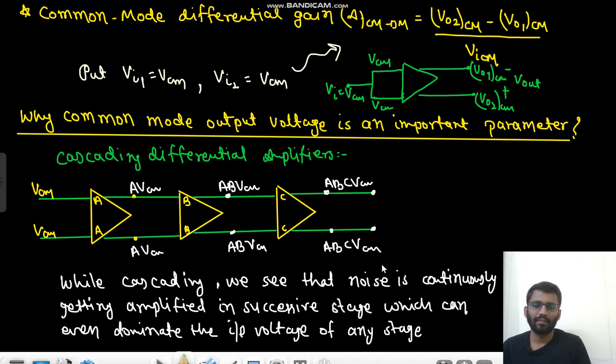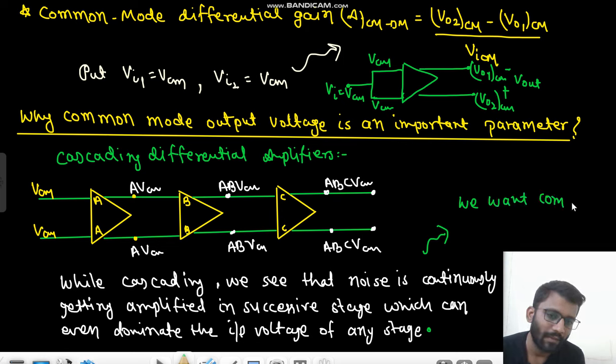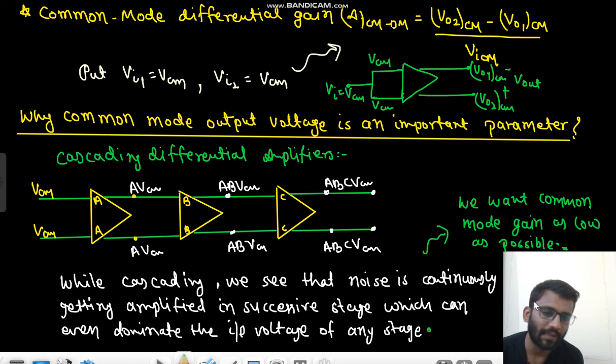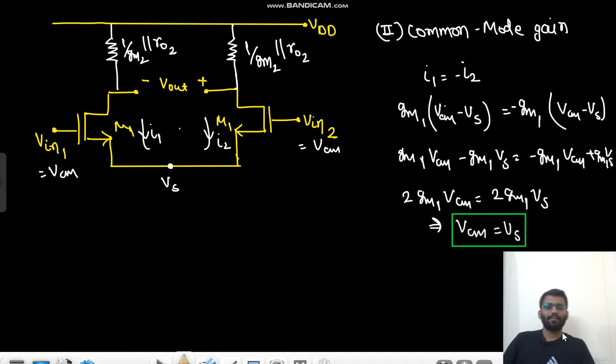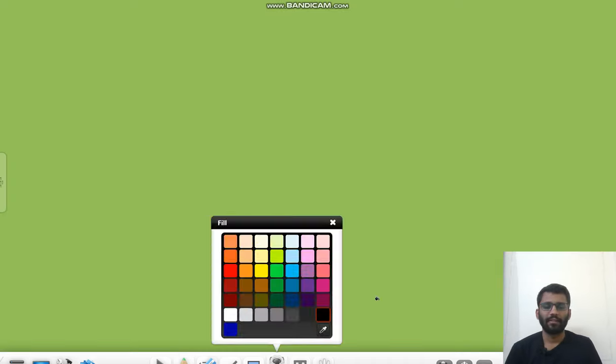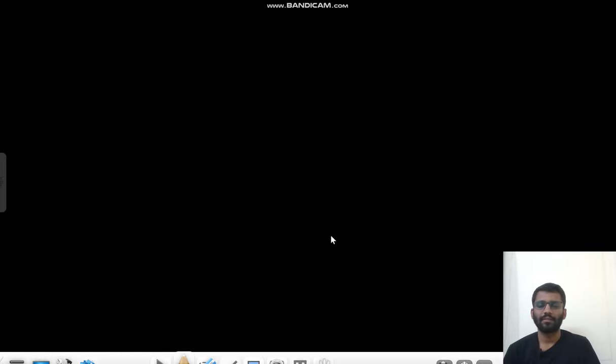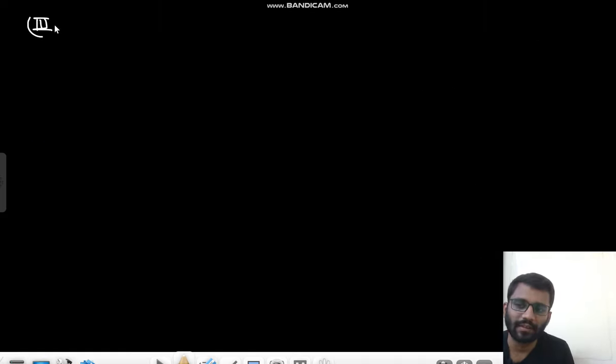So here I can write we want common mode gain as low as possible. Okay, so we want common mode gain as low as possible. So this is the benefit here, and the last thing we needed to calculate was common mode differential gain. That will be 0 only.